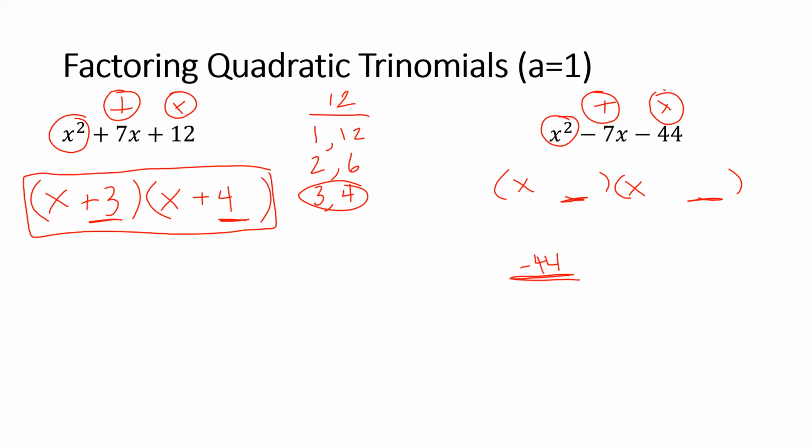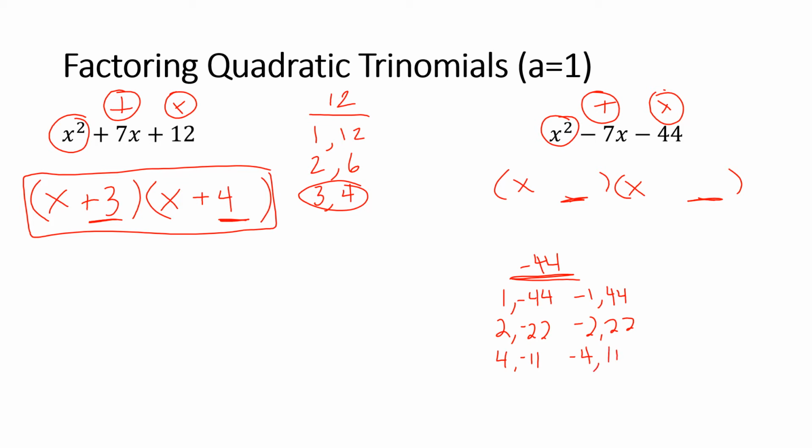Here we're going to have one positive number and one negative number. It could be 1 and negative 44 or negative 1 and positive 44. Let's see, 2 times negative 22 is negative 44, or negative 2 and positive 22. 3 doesn't go into 44, 4 does. 4 times negative 11, or negative 4 and positive 11.